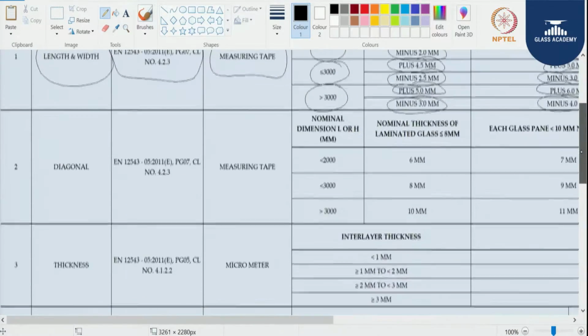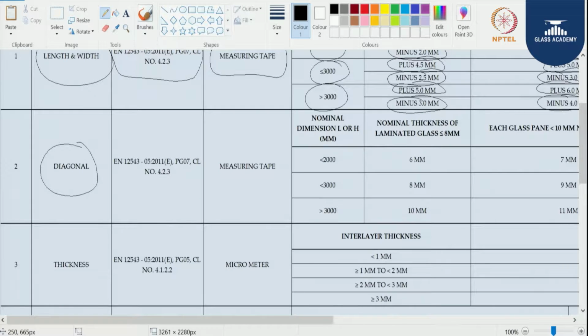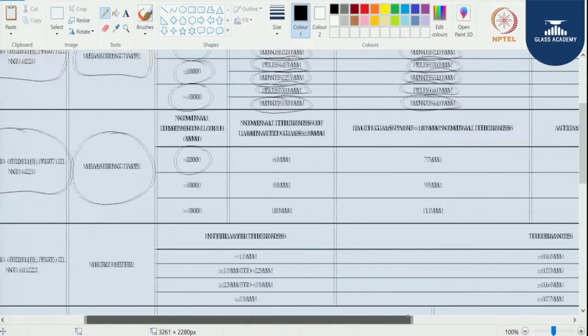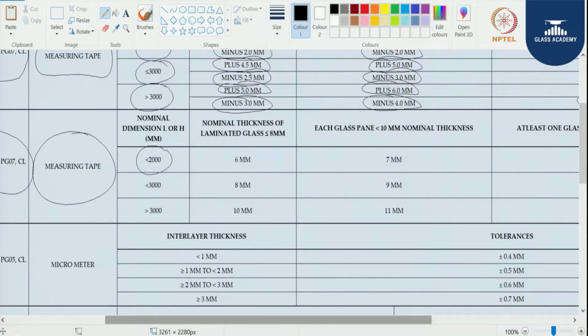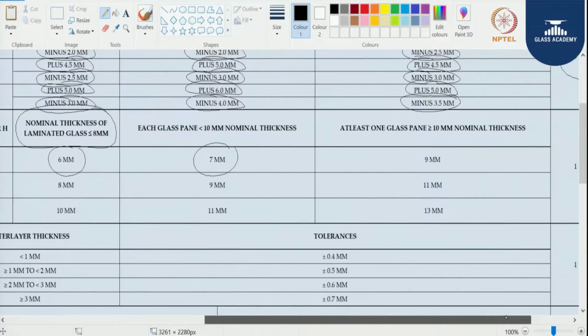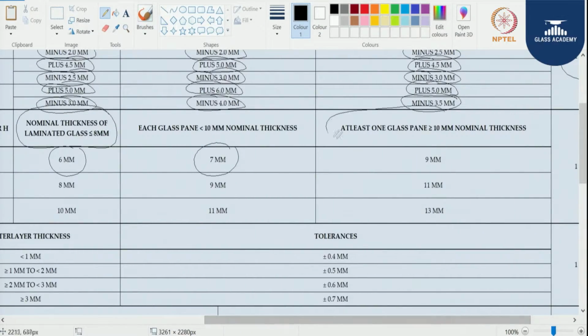The next test parameter we are going to check is the diagonal, and the standard we follow is EN 12543 part 5, and the tool we use is a measuring tape. If the dimension of the glass is less than 2000 and the nominal thickness of the laminated glass is less than or equal to 8 mm, 6 mm diagonal is allowable, and for each glass pane less than 10 mm nominal thickness, 7 mm is allowed. And for each glass pane more than 10 mm nominal thickness, 9 mm is allowed.